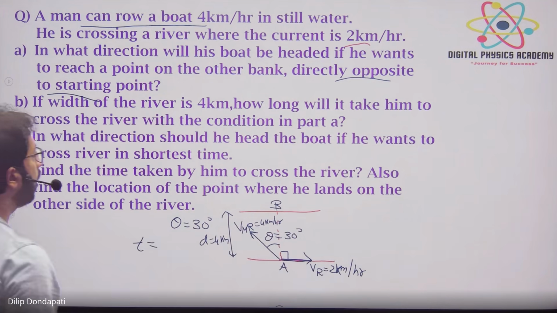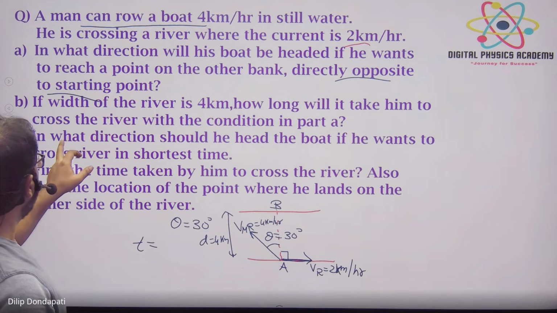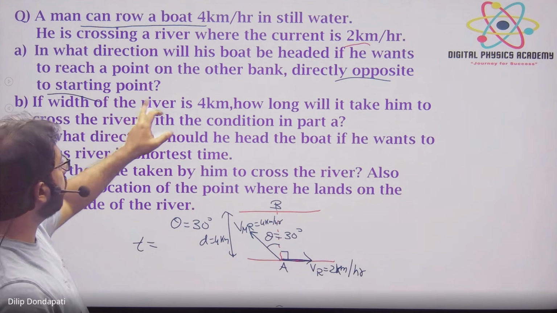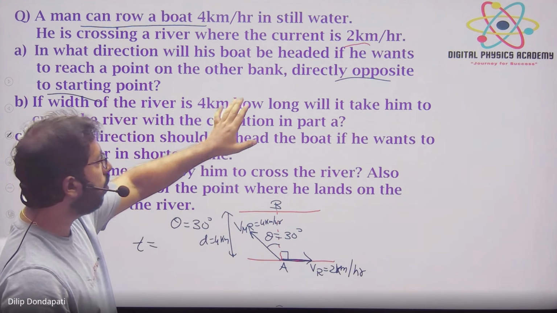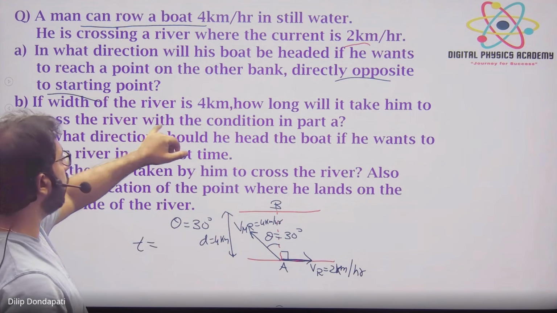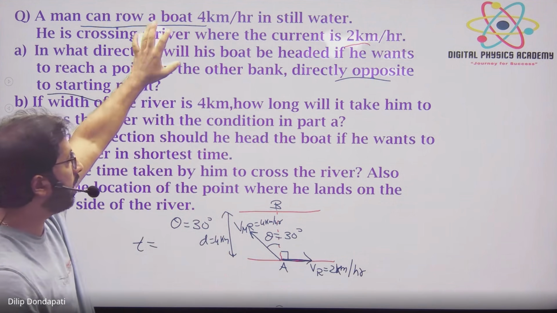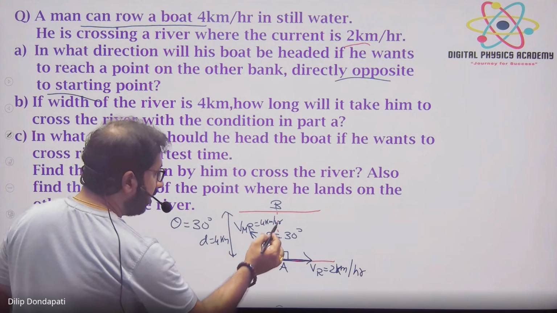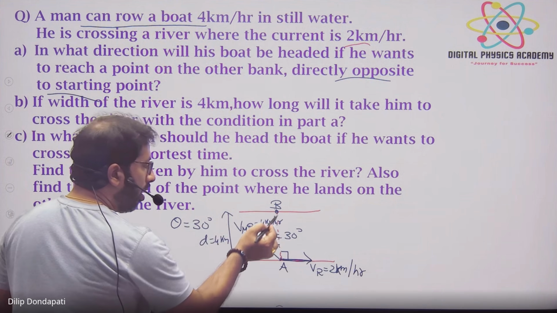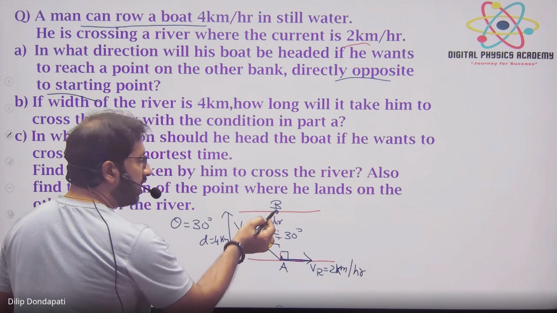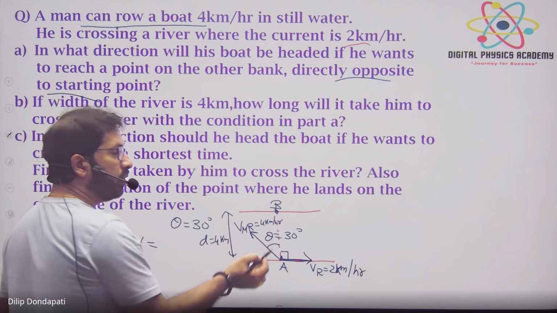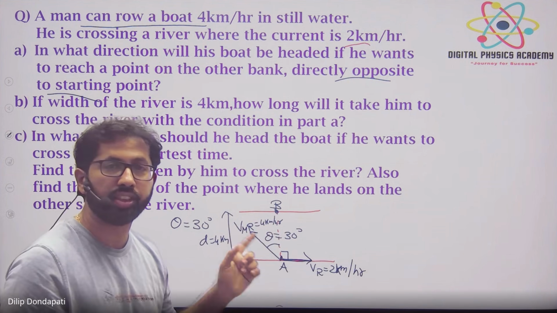Okay. Next. Sir, but how do you know when to use t equal to d by root of vm square minus vr square? In this, what is it telling? If the width of the river is 4, width is given to you, how long will it take him to cross the river with the condition of part A? What is the condition of part A? He has to reach exactly in the opposite direction. Which case is this? Exactly, you want to reach the opposite direction. Which case? Shortest distance or shortest time? Shortest time is not it.